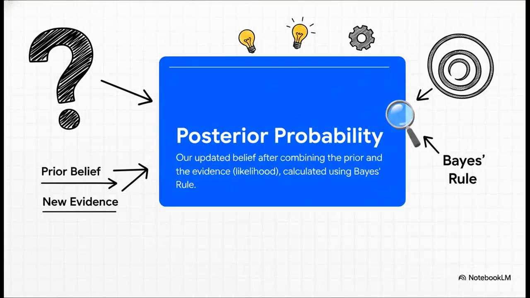So how do we mash these two things together? How do we combine what we already believed with this new, specific evidence? Well, that's the magic of something called Bayes' rule. It gives us what we call the posterior probability, which is just a fancy way of saying it's our new, updated, and much more informed belief. It's the math of how to properly change your mind.